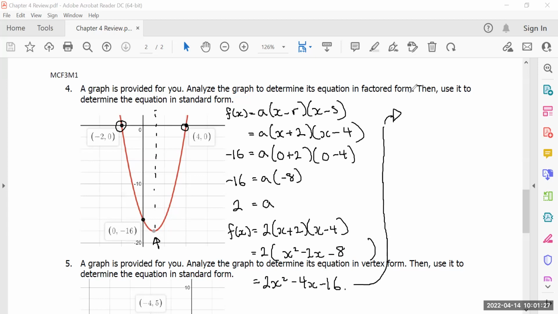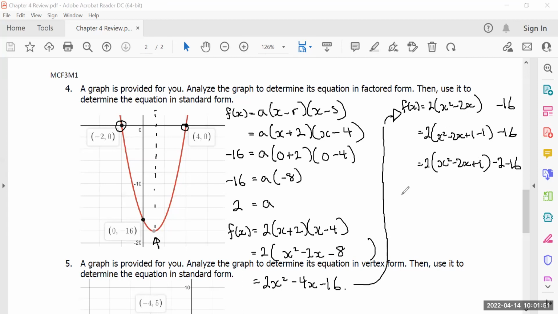For the sake of studying for this test, I'm going to complete the square. f of x is going to be 2x squared minus 2x, and minus 16 is outside. This is 2x squared minus 2x plus 1 minus 1 minus 16. And this is 2x squared minus 2x plus 1 minus 2 minus 16. Remember, I'm just going through the steps for completing the square. This is 2(x minus 1) squared, and that is minus 18. So the vertex, according to this, should be (1, -18).